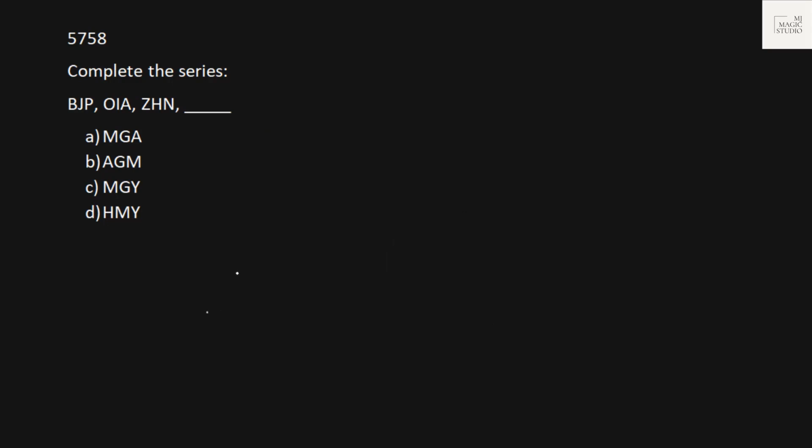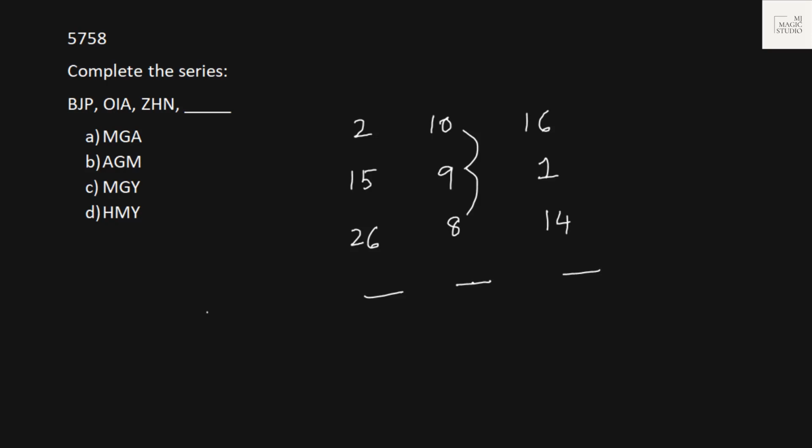Let's take one more. I always find it comfortable with numbers, so I take numbers. You can do it in any way possible. We just need the answer. We have BJP. Okay. 2, 10, 16. O is 15. I 9. A1. Z 26. H is 8. And N is 14. Or should be the next one. Here we can see it is minus 1. Minus 1 it should be 7. Done. 7 is G.